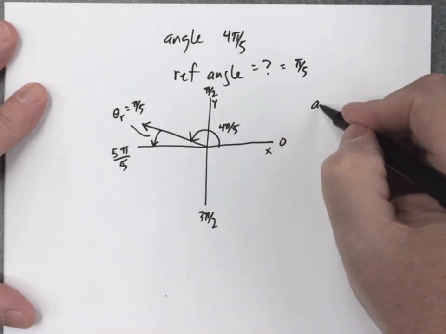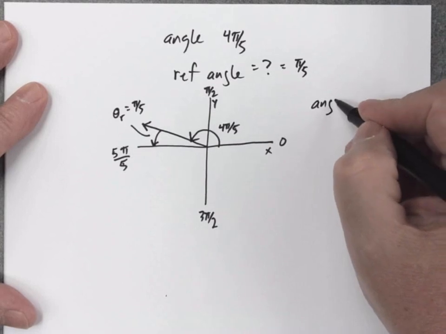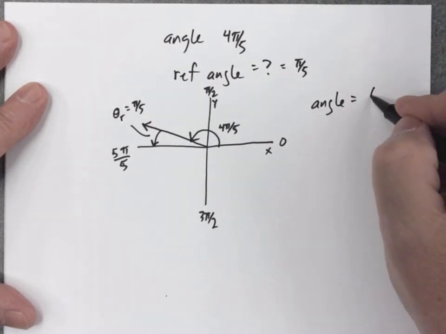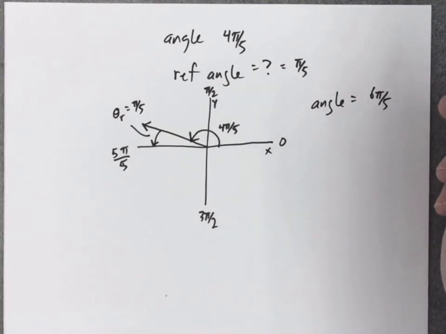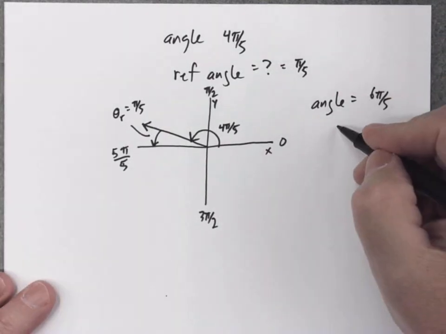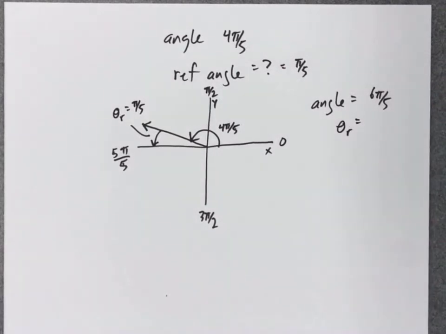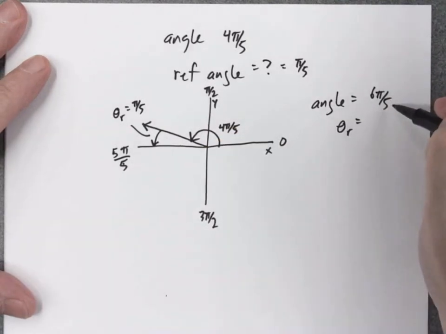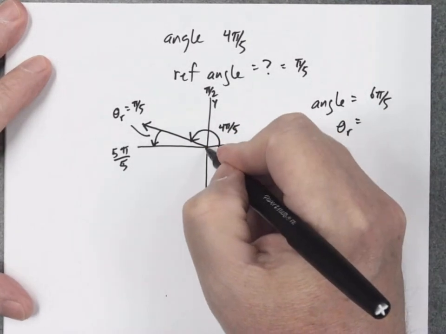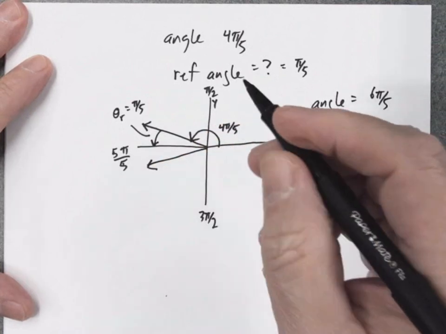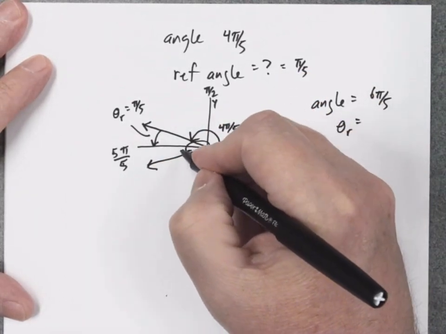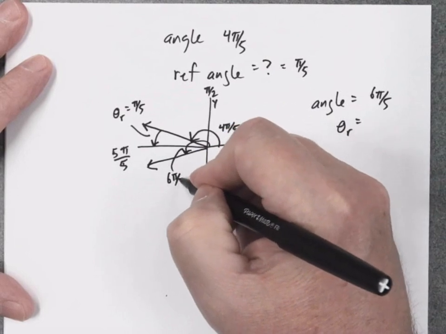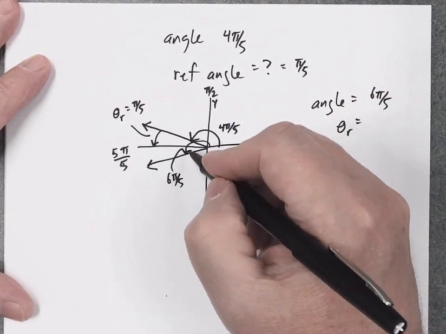Just for fun, since we're doing this, what if my angle was 6 pi over 5? What would the reference angle be for this one? Well, first let me go figure out where 6 pi over 5 is. Well, if 5 pi over 5 is here, 6 pi over 5 is a little bit larger. So there's 6 pi over 5.